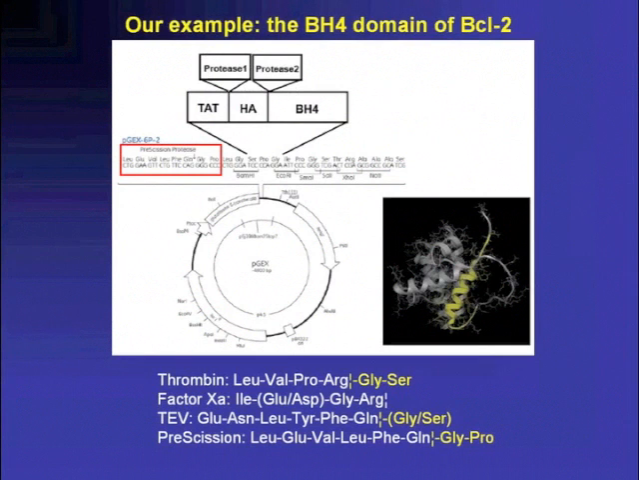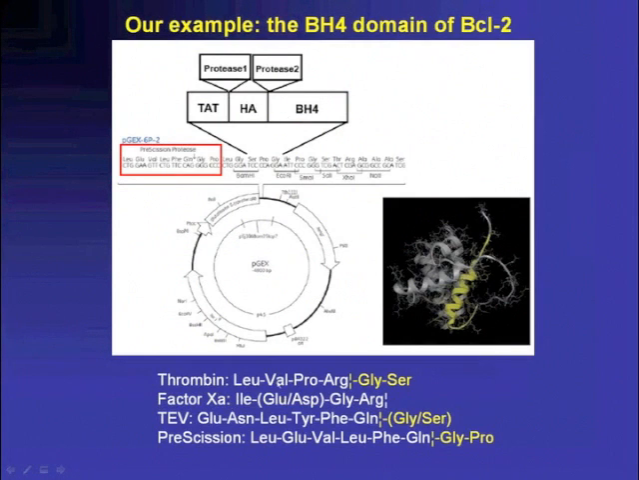Okay, so let's go to our example of the BH4 domain of BCL2. So that's the vector we introduced. We have a pGEX-6P-2, it has a PreScission protease site, and we cloned the TAT-HA-BH4. And I want to bring up the potential, which we did not do, of including additional protease cleavage sites between the 2 tags, giving you maximum flexibility.